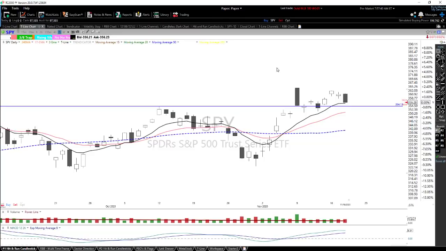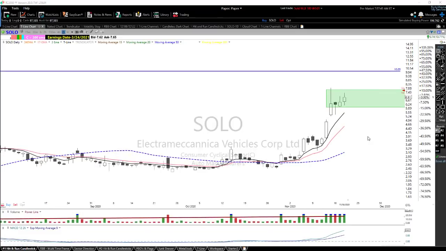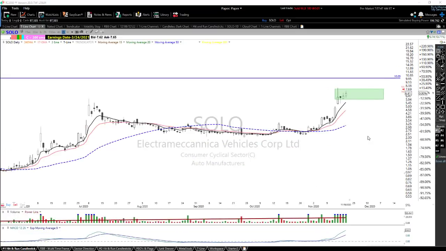All right, let's take a look at some trade ideas. I am looking at only long trade ideas right now because I'm, for the most part, long on the market.